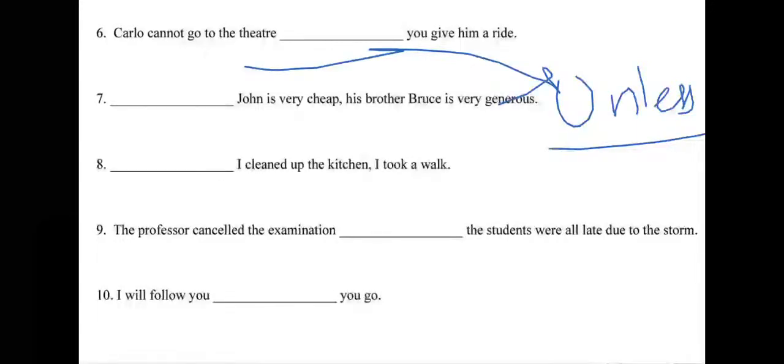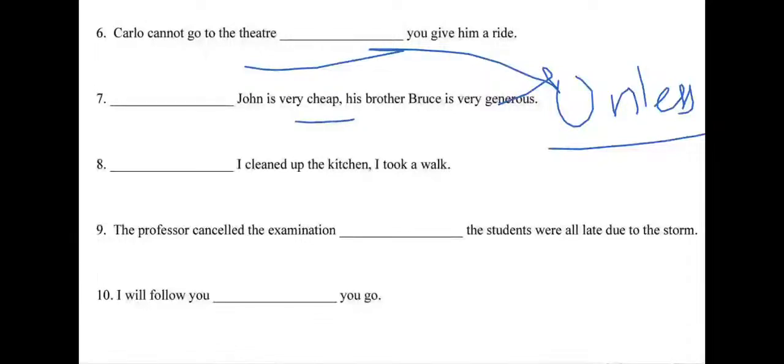Seven. This John is very cheap. His brother Bruce is very generous. Cheap means, no, not proud, but the person who doesn't spend money. What would be the answer? While could also be the one, or whereas. Where should I place whereas? Whereas John is very cheap, his brother is very generous.